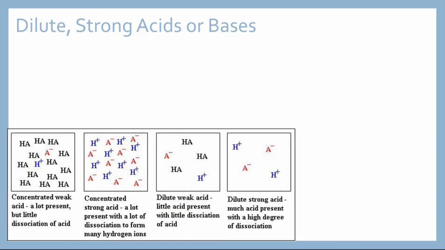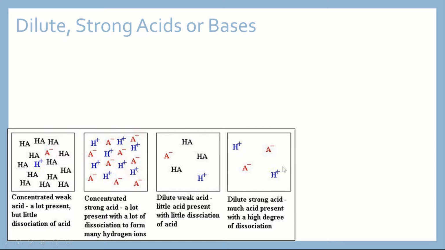They didn't break apart. So this is concentrated because there's a lot of them there in a little area, a concentrated but weak acid. This is a concentrated strong acid, so concentrated because there's a lot there, strong because most of them, all of them actually, broke apart. That makes it a strong acid, so concentrated strong.